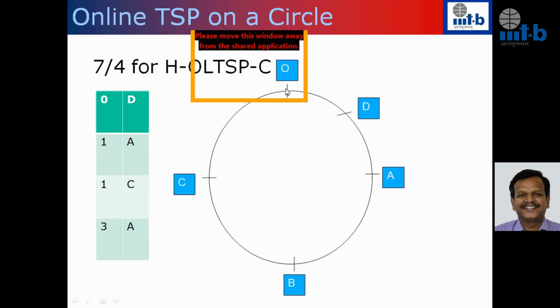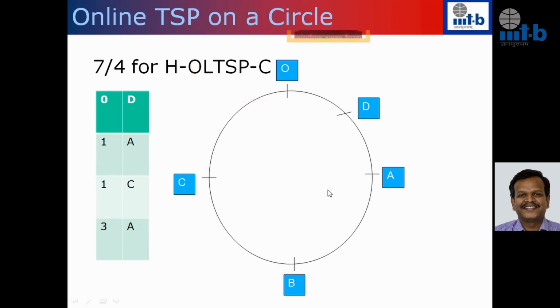So it will go from O to A. At time 2, it will serve the request A, and it will go back to O at time 3, right? So when it is at time 3, since it has already served a request at A, the adversary will release one more request at A now. So at time 3, it has two requests. One is at C and one is at K.